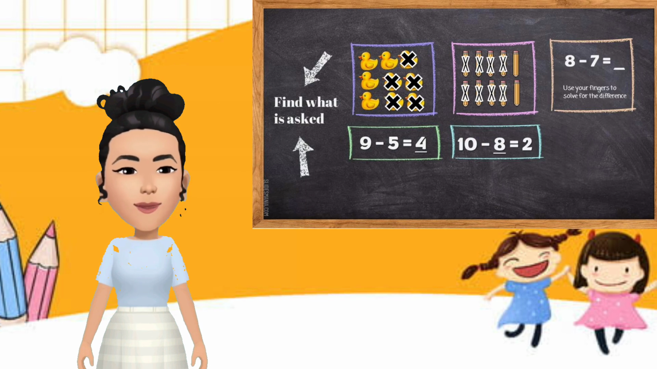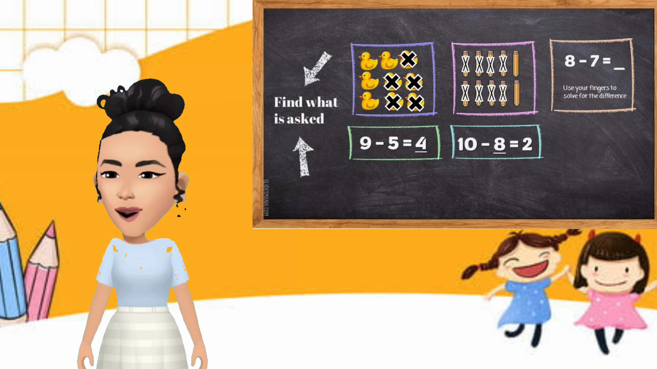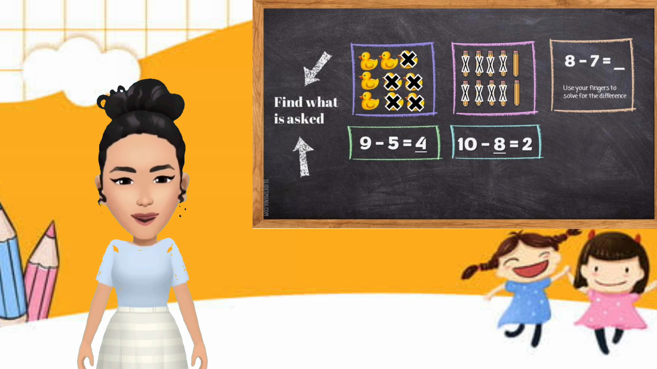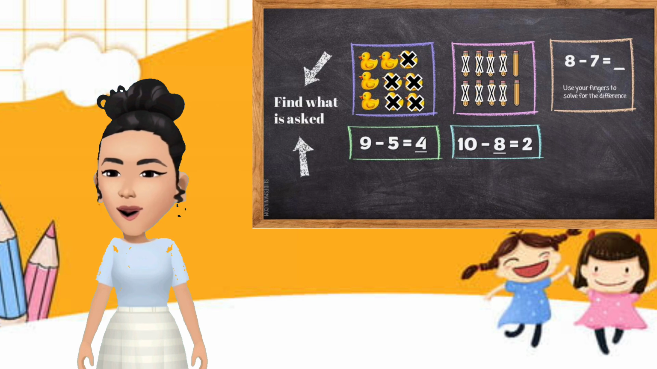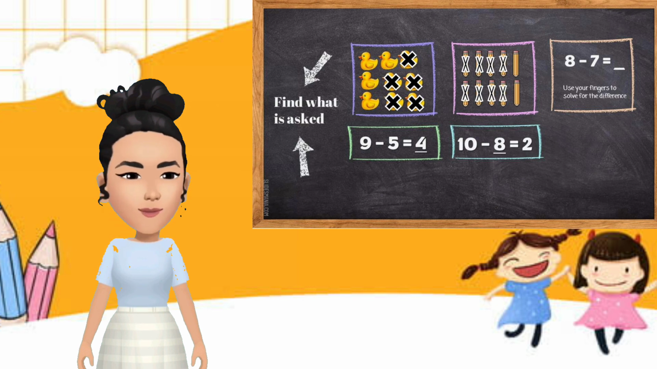How about this last example? I want you to use your hands as we answer this question. Okay? For 8 minus 7 is equals to, we don't know the answer. First, raise your fingers according to our minuend. What is our minuend? 8. So let's raise our 8 fingers. 1, 2, 3, 4, 5, 6, 7, 8.